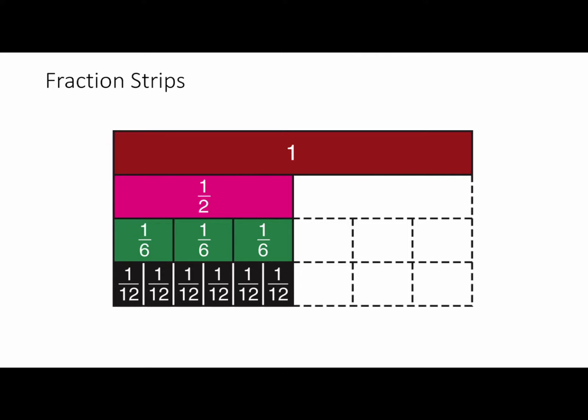You could also illustrate that using fraction strips. So these are strips that are broken into different fraction sizes. So we've got a strip that represents 1, and here they've got a strip that represents a half. If you take 3 1/6 strips and stack them right next to each other, you can see that that's equal to 1/2. So they would be able to say that 3/6 is equal to 1/2. And on the bottom, we've got 1, 2, 3, 4, 5, 6 12s. So also they can conclude that 6/12 is equal to 1/2.